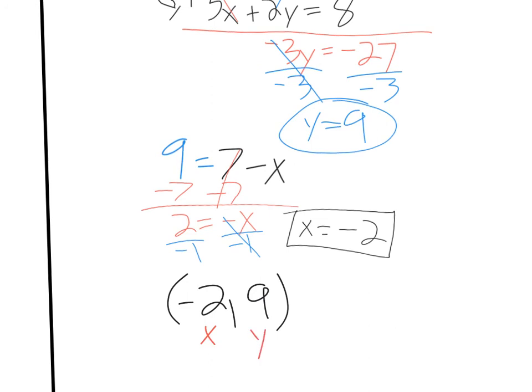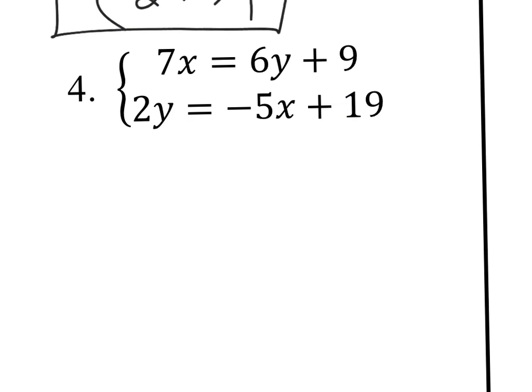So now that number 3 is over, let's do the last example. So number 4, neither one is in standard form. You see the 6y needs to go on this side, the negative 5x needs to go over there. So don't just rewrite them on the other side. If it's going to the opposite side, it needs to be the opposite sign.